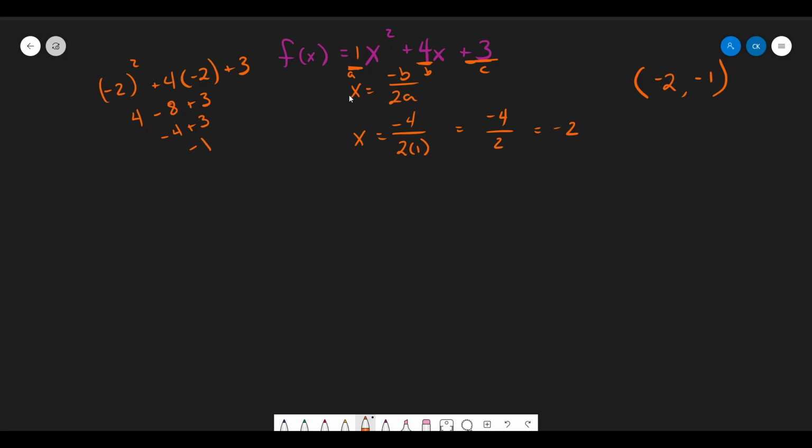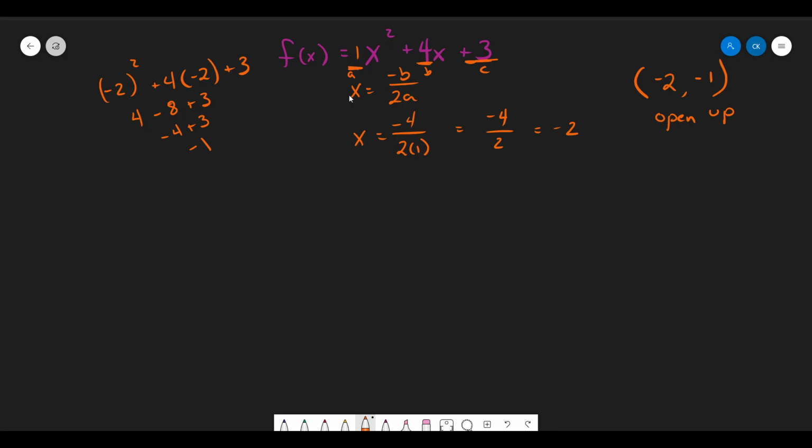Okay. The next thing we need to know, will this open up or down? And again, we should be able to tell that by looking at A. A is positive, so since A is positive, this will open down. Open up. Open up. Hopefully you all caught that. So we're going to open up here. So that means that this is a minimum value. Okay. That's all we need to know in order to graph it.